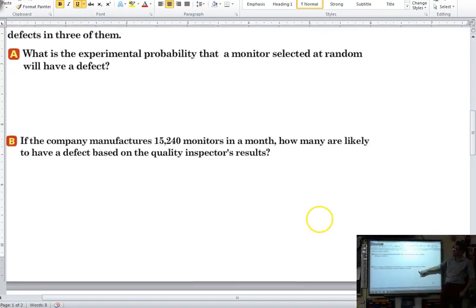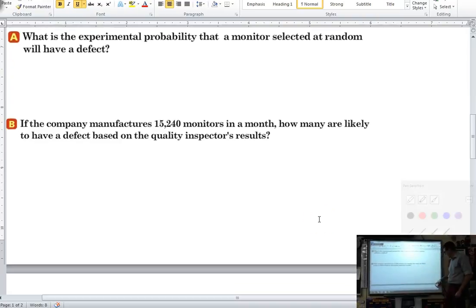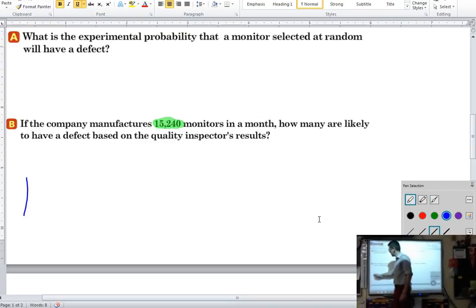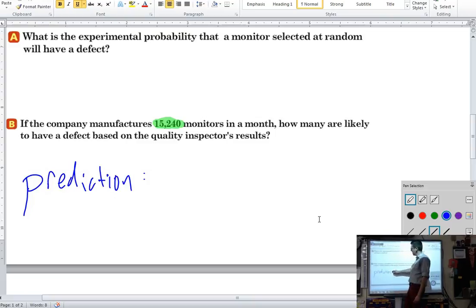So now we've got a bit more information. We now know they produce 15,240 monitors every month. How many of them would we expect to be defective? To make our prediction here, you might want to write this down as a formula somewhere.